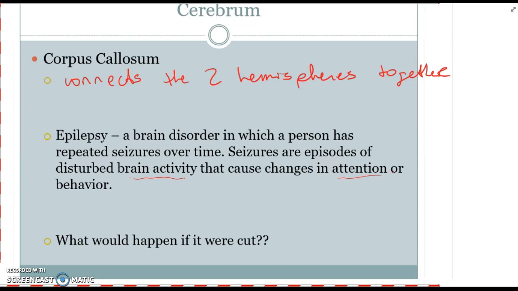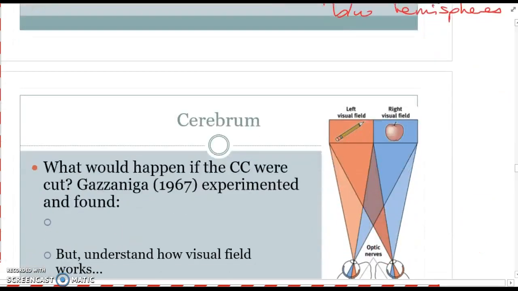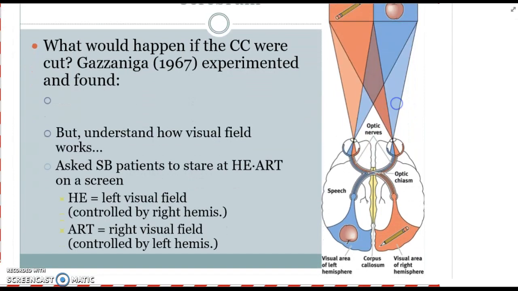So what would happen if that corpus callosum were actually cut? Think about that actual fiber connecting the two hemispheres. If they were cut, what's interesting is that it does stop communication between the hemispheres, which makes sense. Okay, so that stops. And they did this. What would happen if it were cut?